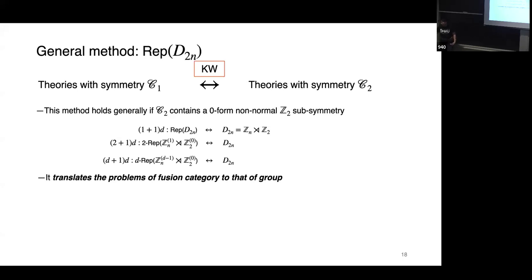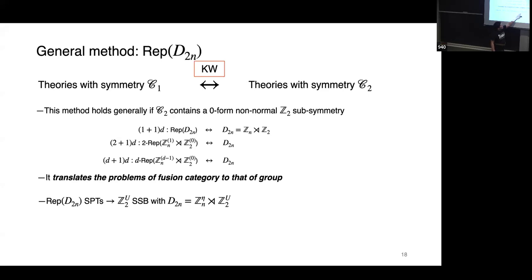And it translates the problems of a fusion category to that of the group. Therefore, it simplifies things. Let's focus on the Rep D8 and Rep D2N SPT. By the argument, we need to find the Z2 U SSB with D2N symmetries. So we just apply the same analysis to find the subgroup with order n without these U elements.